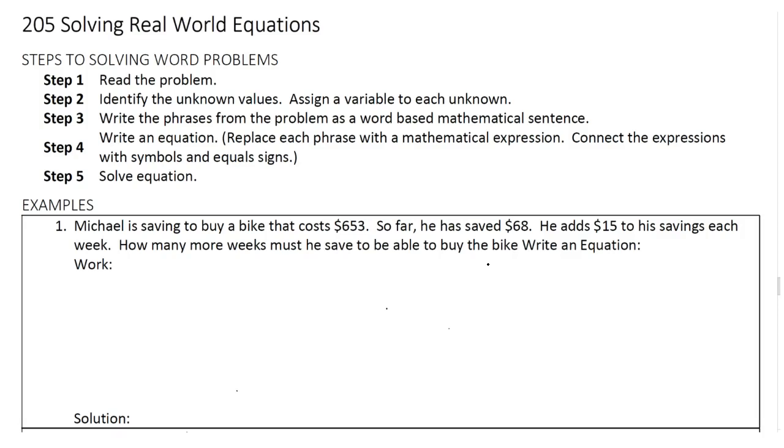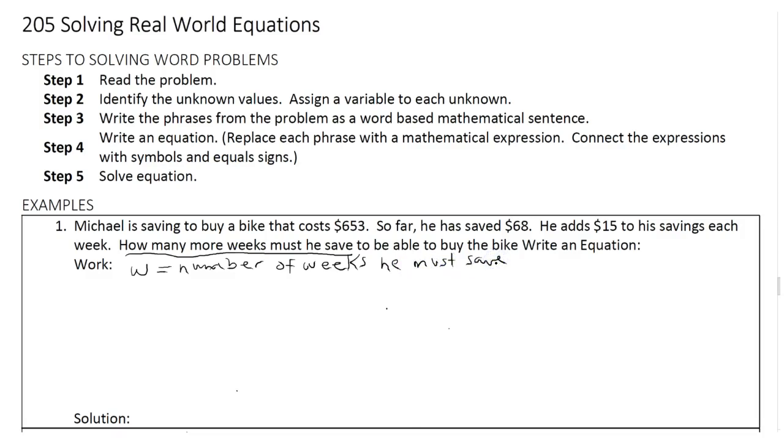The first thing we need to find out is what is the variable. The variable is always the answer to the question. In this case, how many more weeks must he save? Let's call it W. The answer to how many more weeks is the number of weeks he must save. So our variable is W, the number of weeks he must save.